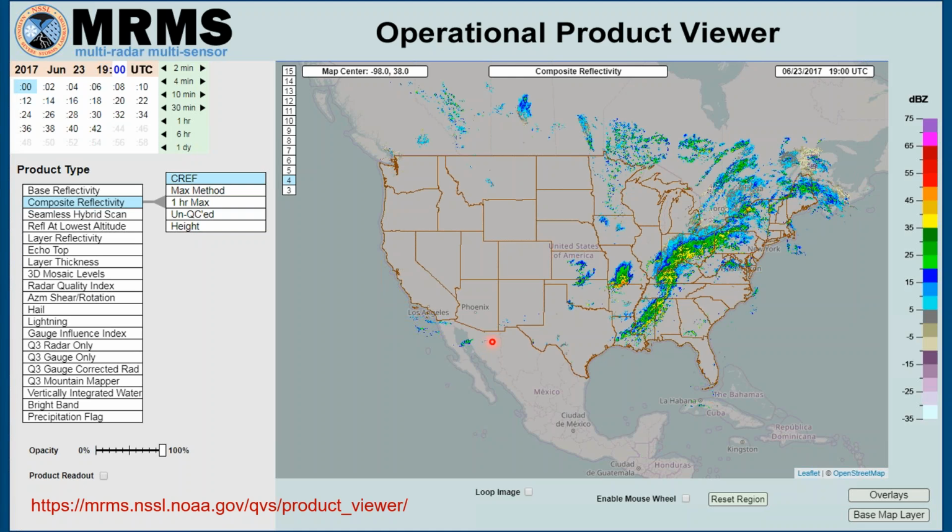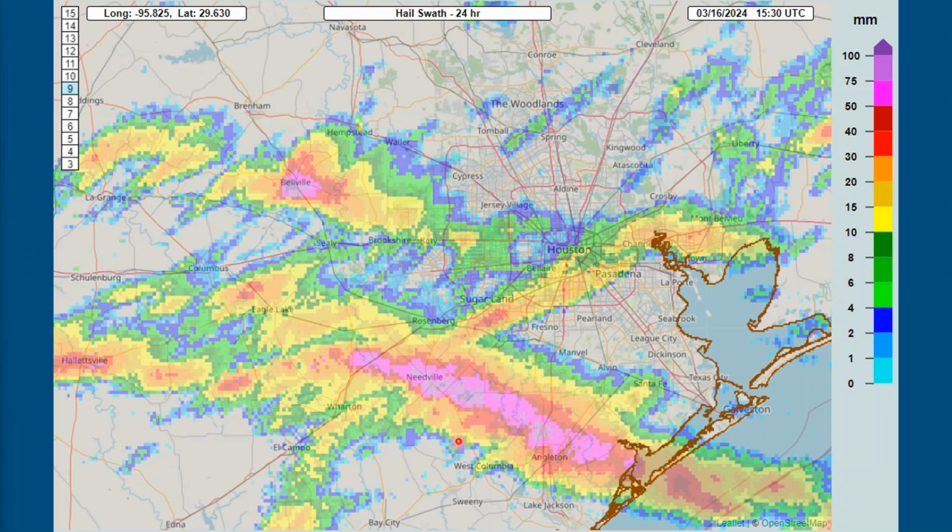Now I'm going to show you some data from this site, and I will send these slides out to everyone, by the way. Anyone that registered, you'll get these. You'll be able to look back. But there's a link here you might want to look at. This is what we call the multi-radar, multi-sensor viewer. It takes all the individual radars and creates mosaics or composite products that you can look at. And what I'm showing here is from this day, from March 16th.